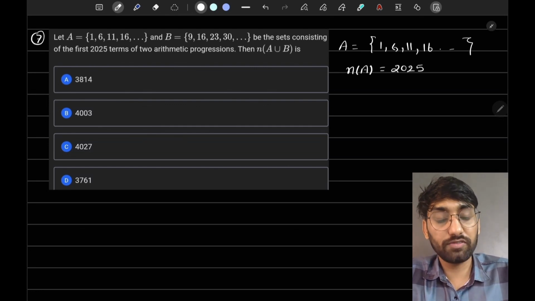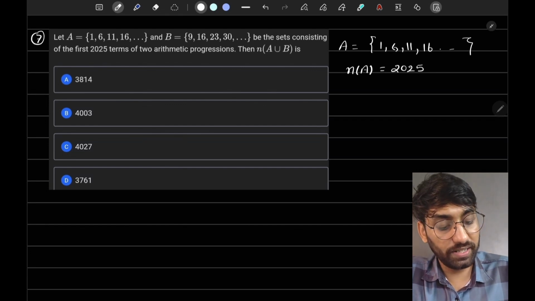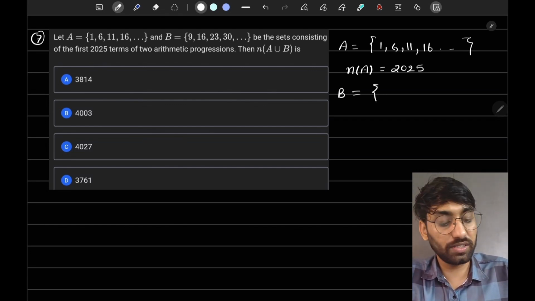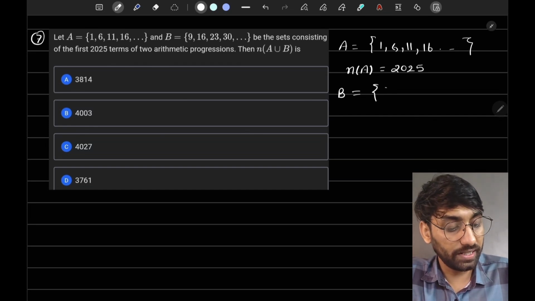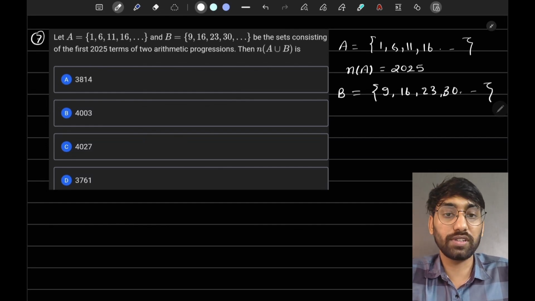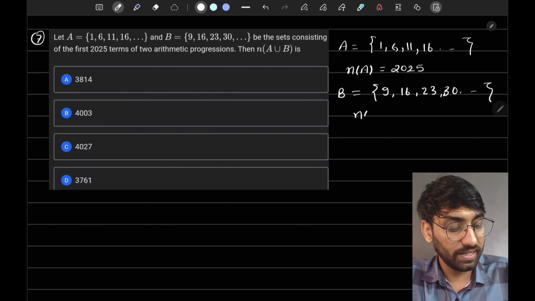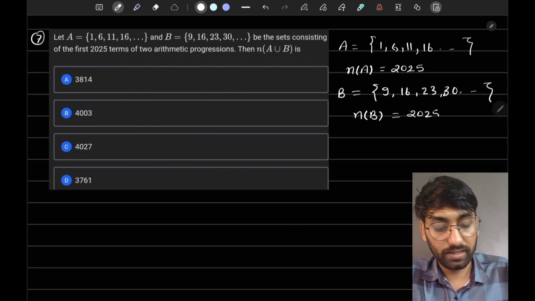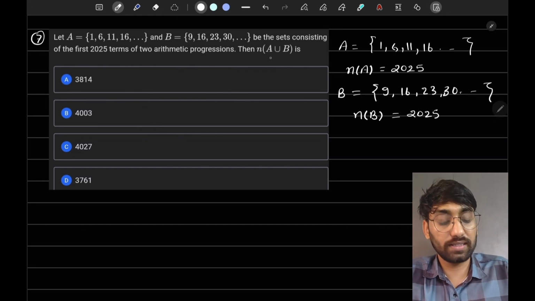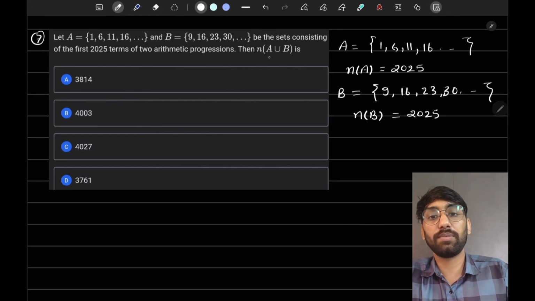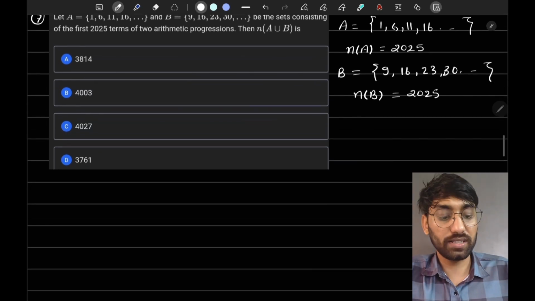Correct? Another piece of information they have given is that we have another set consisting of terms of an arithmetic progression, that is 9, 16, 23, 30. Again this will have 2025 terms, which means n of B equals 2025. They are asking how many elements will be there in A union B. So how to find it?